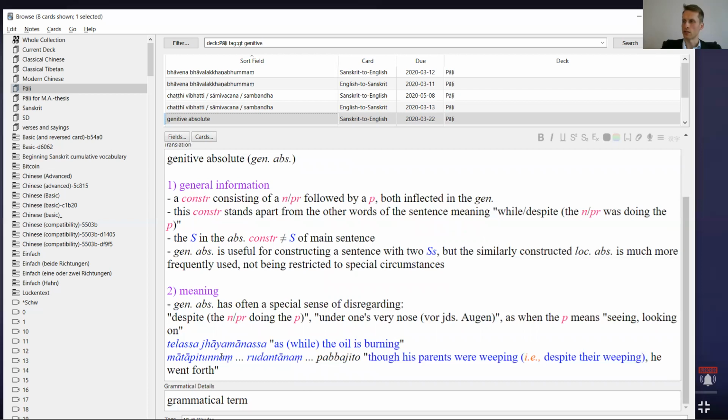So telassa jayamānassa, as the oil was, or as the oil is burning, or while the oil, tela, is burning, jayamānassa. And here mātāpitūnaṃ rudantānaṃ, although his parents, mātāpitūnaṃ, were weeping, rudantānaṃ, or despite their weeping, pabbajito, he went forth.